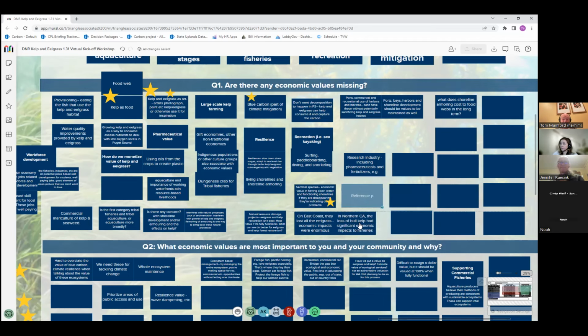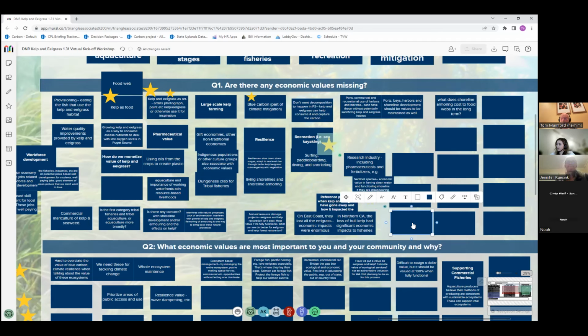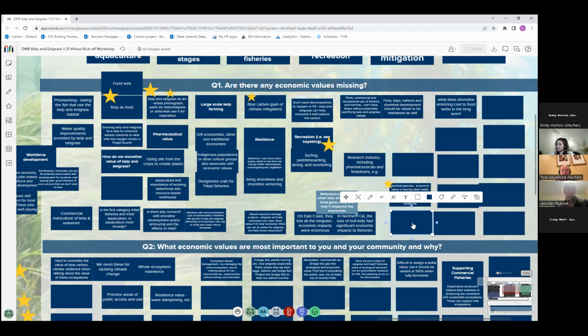Okay, let me just group those together and put a reference point for when kelp and eelgrass impacted the economies. Okay, thank you. Wow. I'll put that with those two. Okay, thanks for bearing with me while we do this. I'll move this over here. And thank you so much, Chenko, for being great at this. I know it's no easy task.